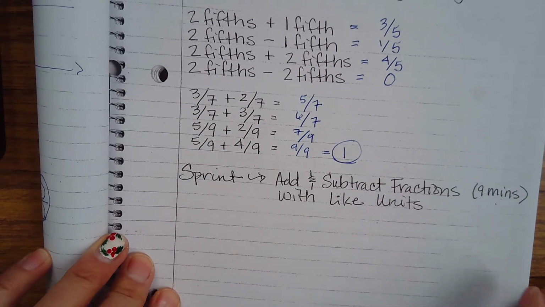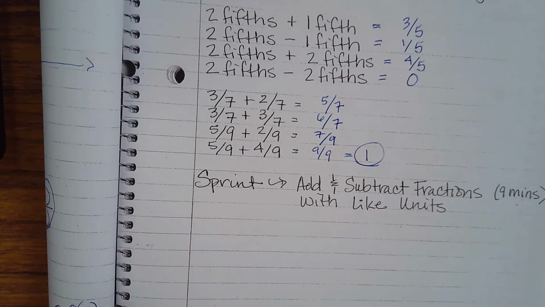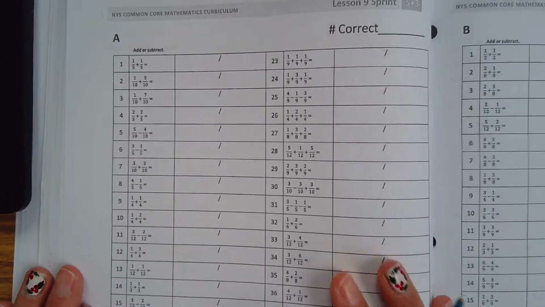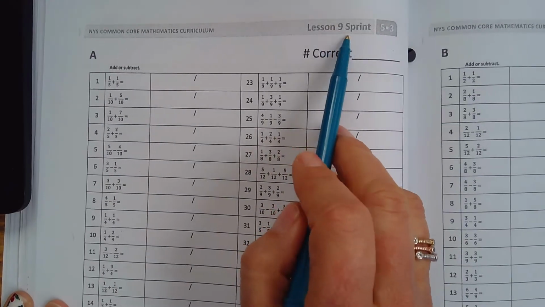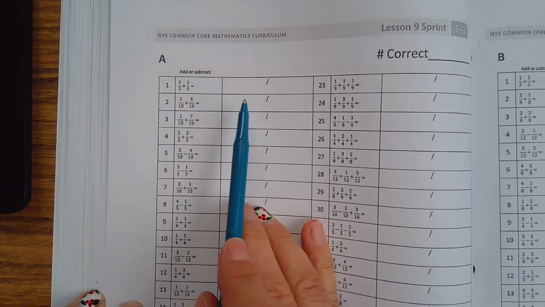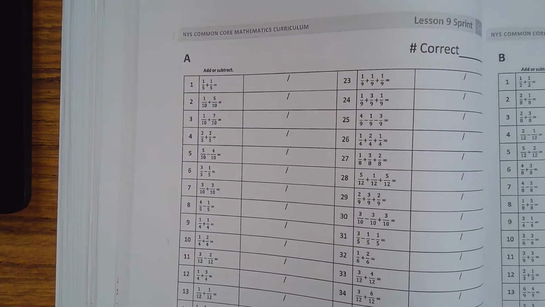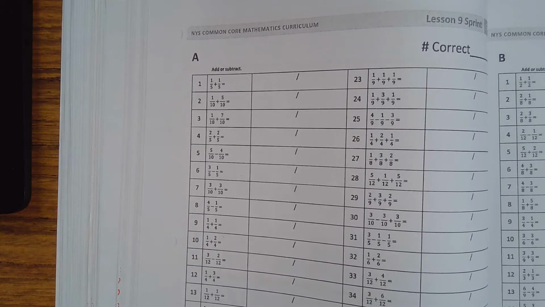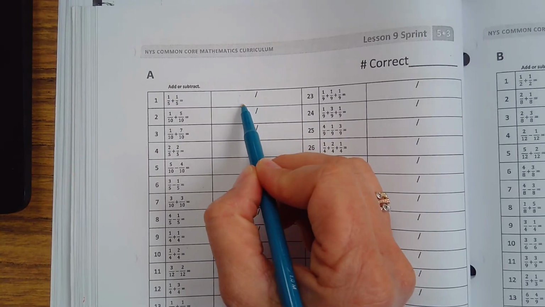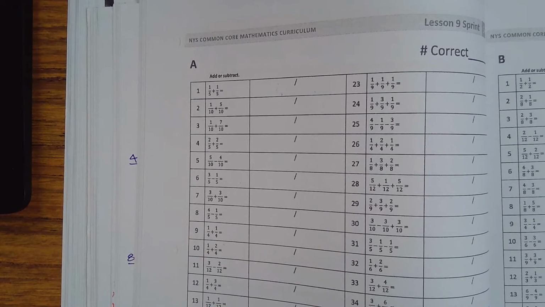Now, let's go ahead and go to a sprint. We are going to add and subtract fractions with like units. So we're going to see how fast you can go. All right, so I opened up my book, and I am on lesson 9, sprint. You're going to add or subtract the fractions, and you're going to see how fast you can get in 1 minute. So are you ready? You can write the numerator on the left and the denominator on the right. Are you ready? 1, 2, ready, go.